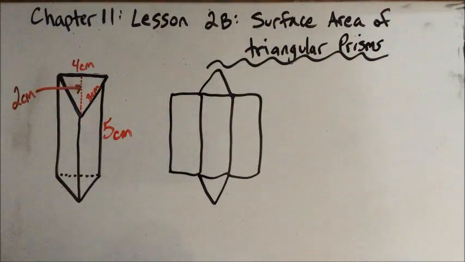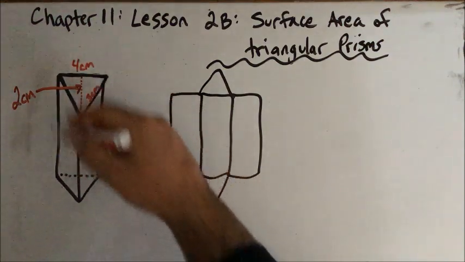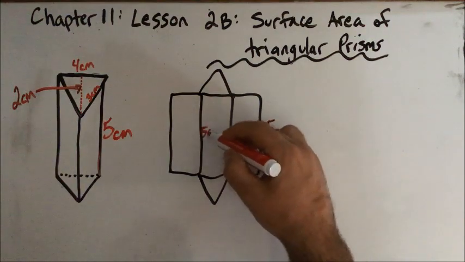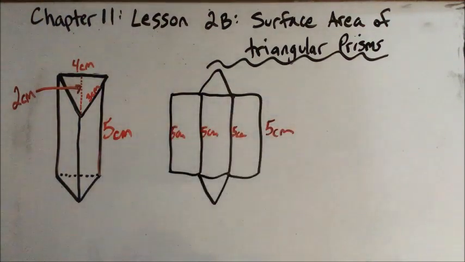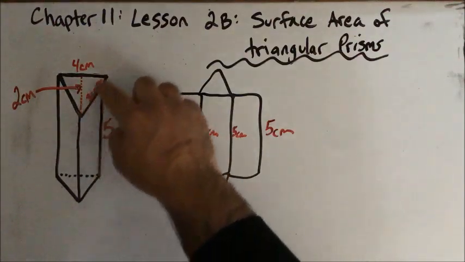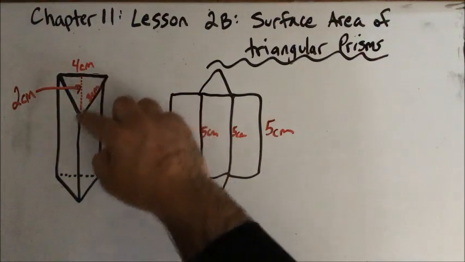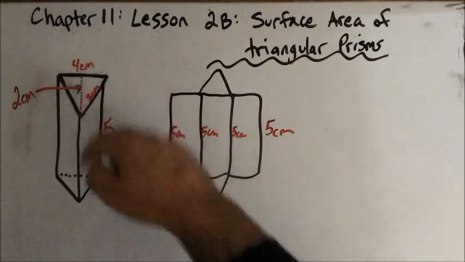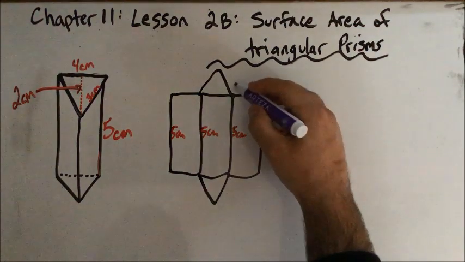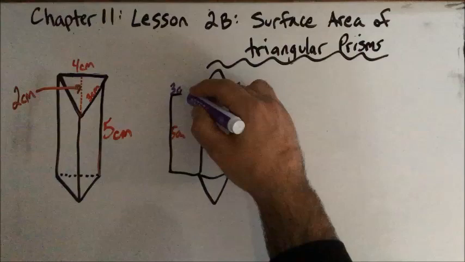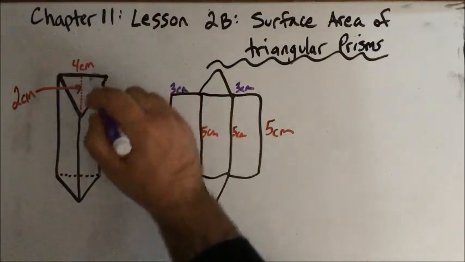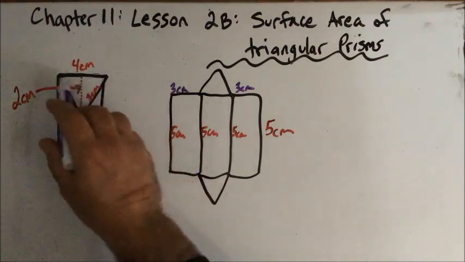And if I was to put my measurements, my long sides would be 5s. For these two rectangles, their side lengths would be 5 by 3 and 5 by 3. So two of my rectangles would be 5 by 3. And the rectangle that's attached to the triangle on the back where the base is would be 5 by 4.